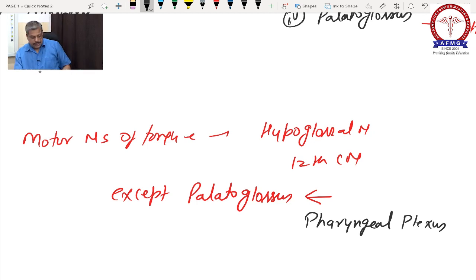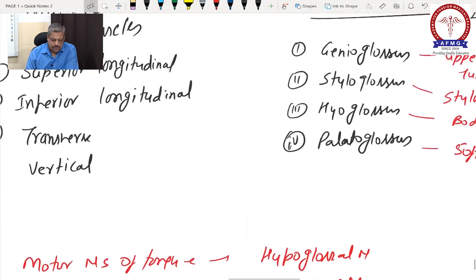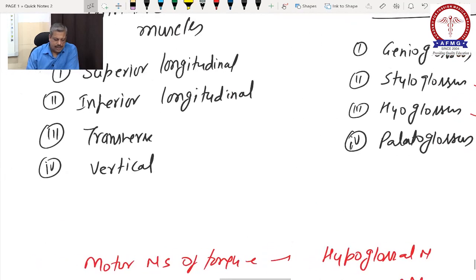Palatoglossus muscle, this is supplied by pharyngeal plexus. So question is, all the muscles of the tongue, they are supplied by the hypoglossal nerve except the palatoglossus. Palatoglossus supplied by pharyngeal plexus. Now see the next point, question may be asked regarding their action.